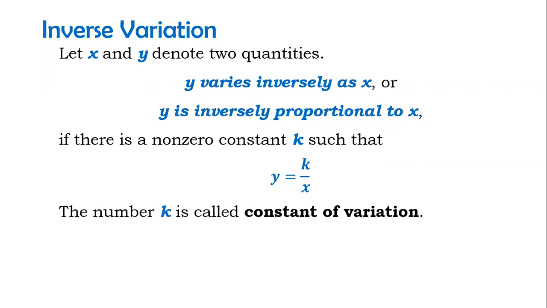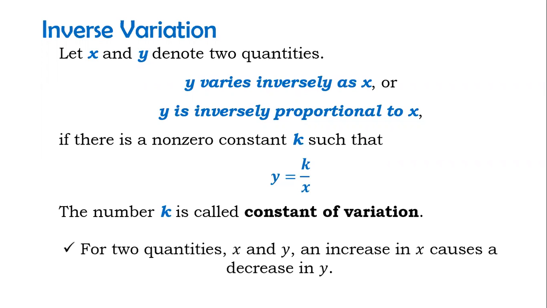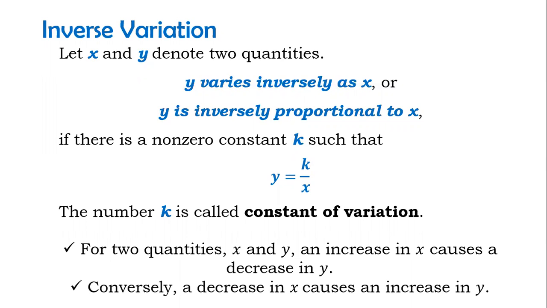The concept of inverse variation is that for the two quantities x and y, an increase in x causes a decrease in y. So if the value of x increases, then the value of y decreases. And also, a decrease in x causes an increase in y. So if the value of x decreases, then the value of y increases.